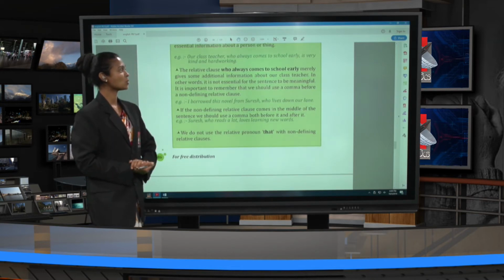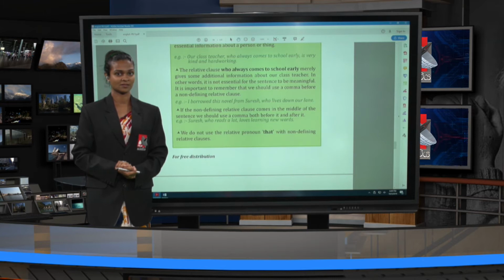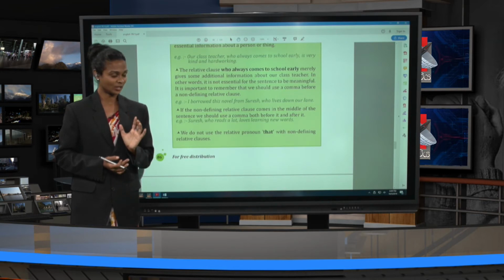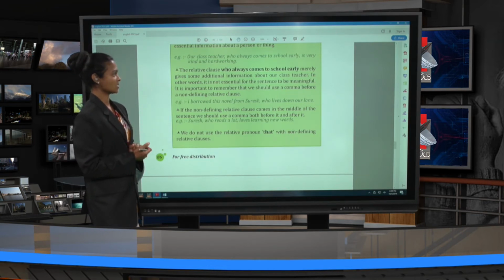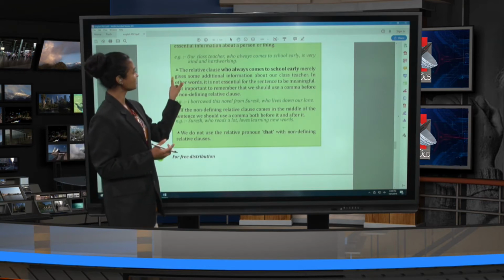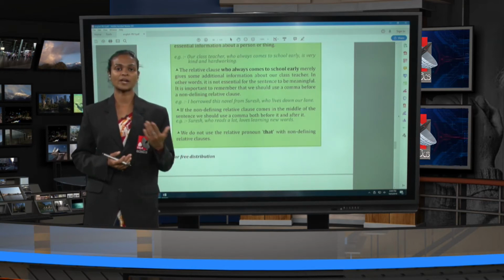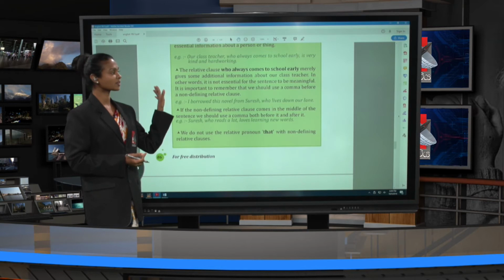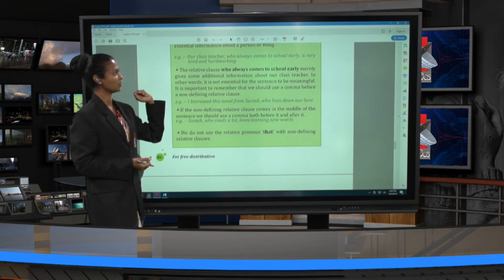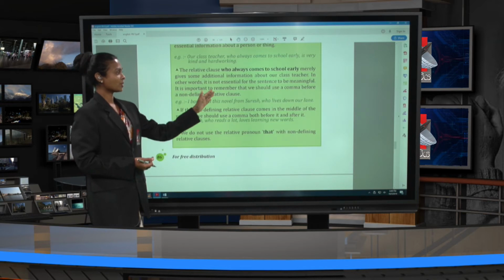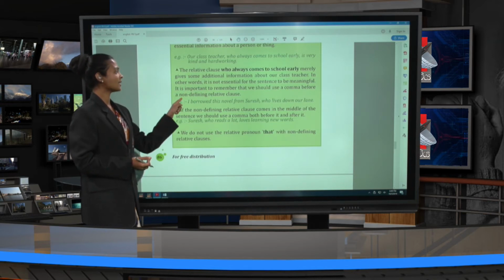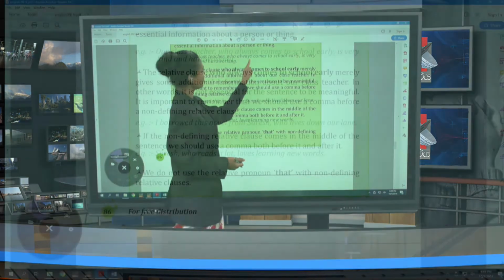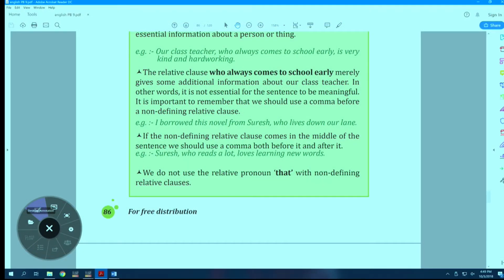See, the relative clause "who always comes to school early" merely gives some additional information about our class teacher. It gives a little more information. In other words, it is not essential for the sentence to be meaningful. It is important to remember that we should use a comma before a non-defining relative clause like this. Our class teacher, comma, who always comes to school early. Again, comma.